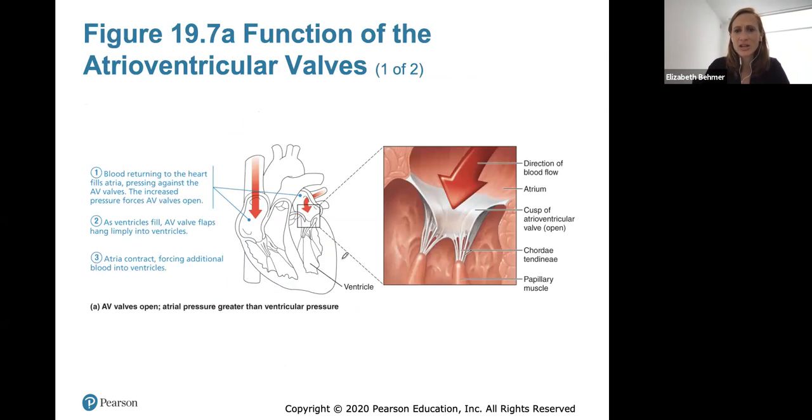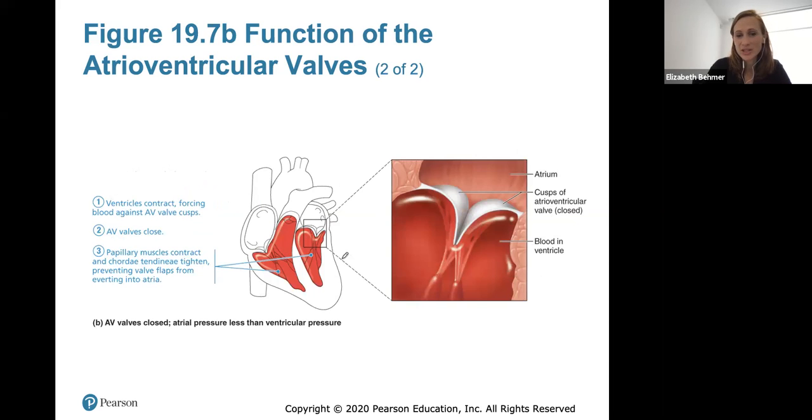Here's a look at the function of the atrioventricular valves and just how blood returning to the heart fills the atria and presses against the valves. This increased pressure forces the valves to open, and then the ventricles fill. And as the atria contract, they force additional blood into the ventricles.